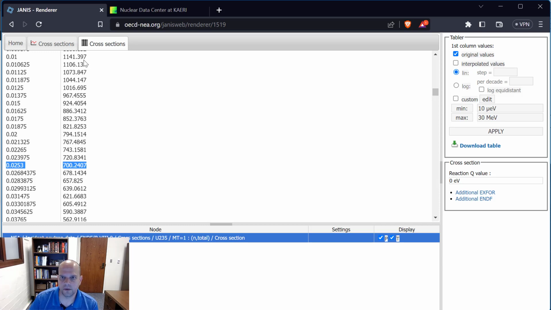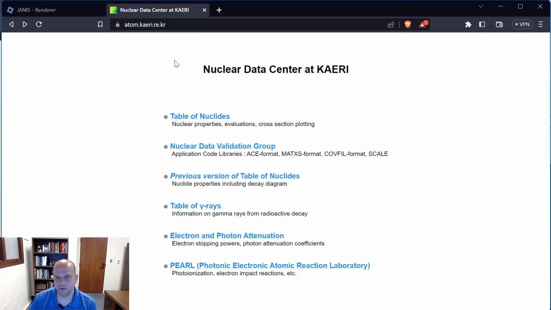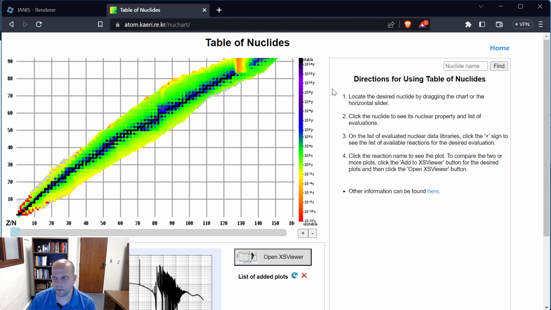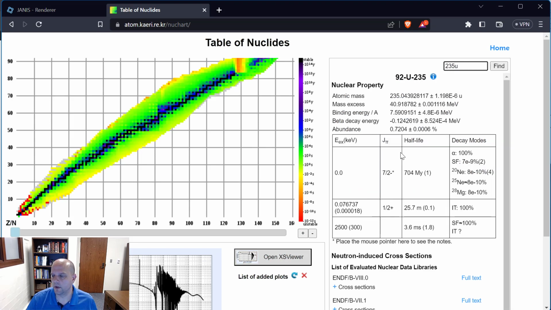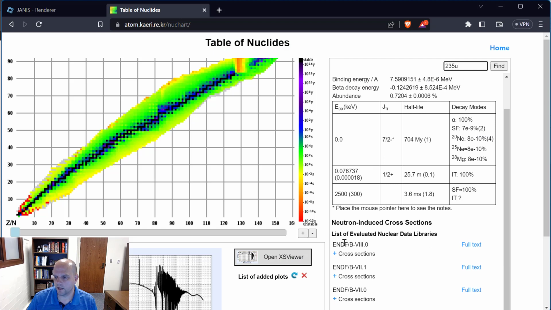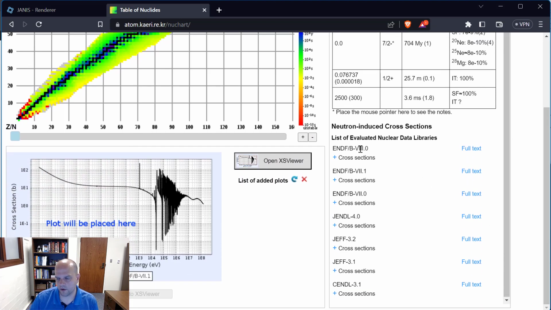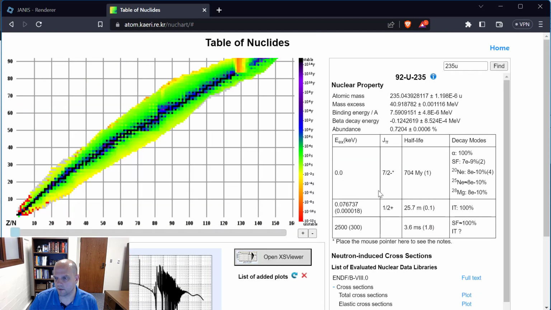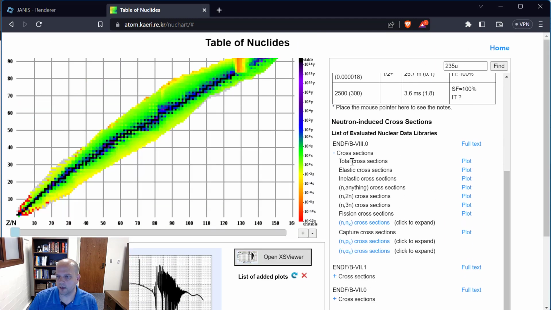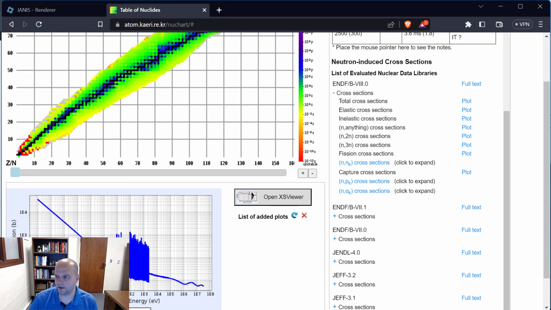Now let's go to the Korean resource and look at the same thing. Go to table of nuclides, come up here and type 235U, and come here. These are my different libraries now here, and so I'll go to that same library, look at my cross-section data, and I want to click on the total cross-section. So I click on the plot, and this plot just appeared down here.